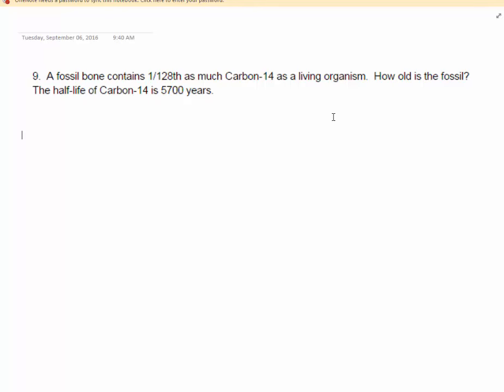Here you have a fossil bone that contains 1/128. That's a descriptor of the math. It's just a fraction instead of a number. We want to know how old the fossil is. The half-life of carbon is 5,700 years. Just like when we were given the final amount of mass in the other one, we need to take this back to 1, to the whole. So we run in reverse here. I'm going to start down at the bottom so it looks similar to our other ones when we get done.